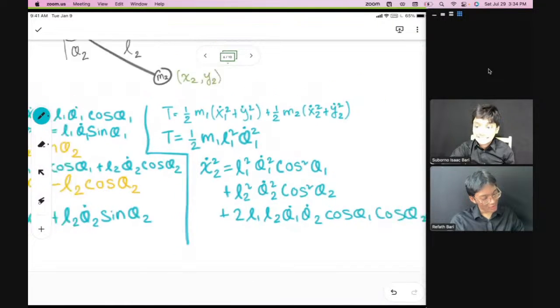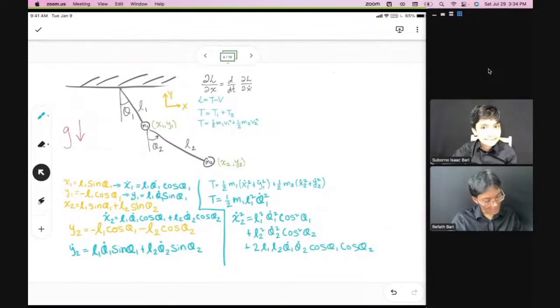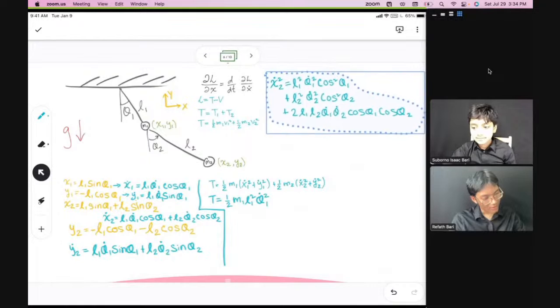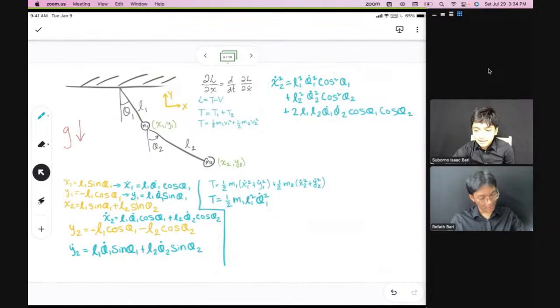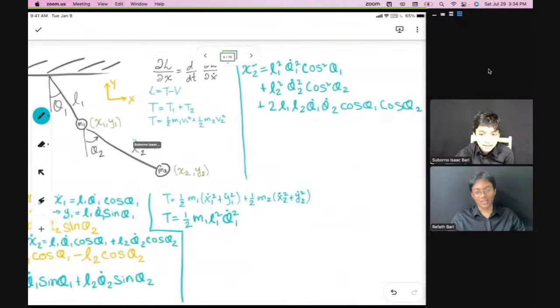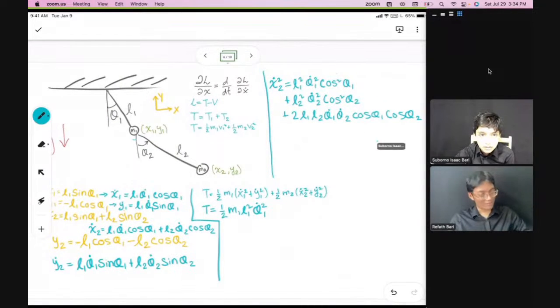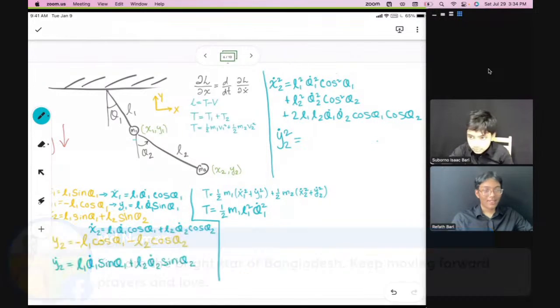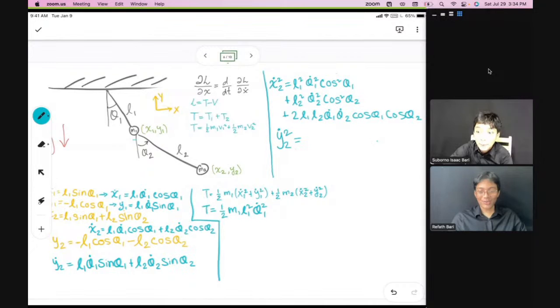Spicy indeed. So I'm going to make some space for us by taking this x2 dot squared and moving it over here, which may be contentious, but I know the comment section is already raging. That's not allowed. How dare you move the x2 dot squared? But that's fine. Okay, thank you.